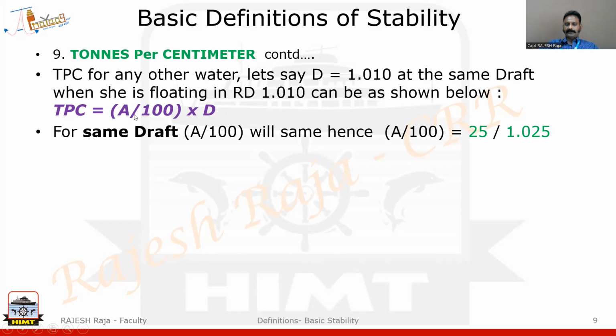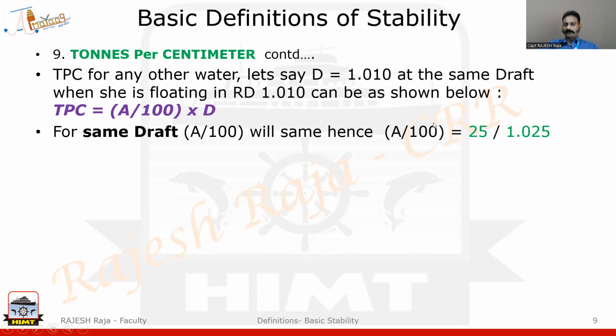And that water plane area at 5-meter draft, doesn't matter whether you're floating in seawater or freshwater, is going to be exactly the same. So I'm going to find this constant called A by 100. A by 100 in this case will be 25 divided by 1.025. How I got this? I just reshuffled this violet color equation. I put 25 A by 100 into 1.025.